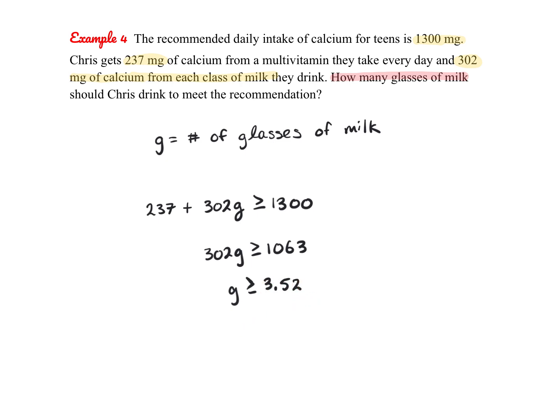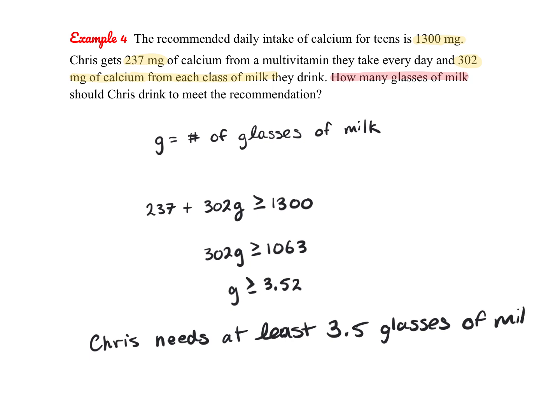So maybe you want to write your answer like that, or maybe you want to say, well, Chris is only drinking full glasses. So that means that Chris needs, well, we could say at least 3.5 glasses of milk. That's one way we could answer, or we could say that Chris needs 4 glasses of milk.